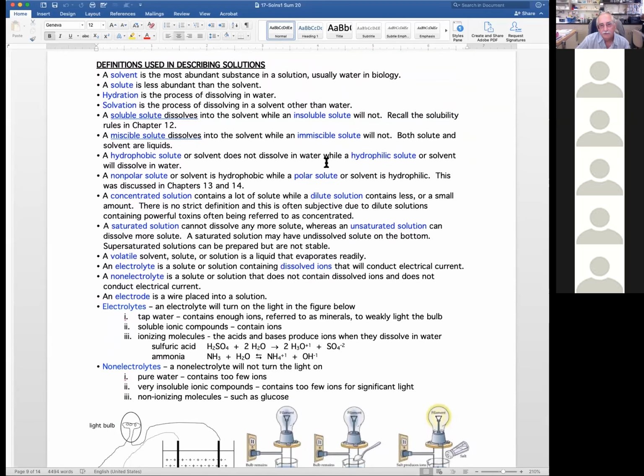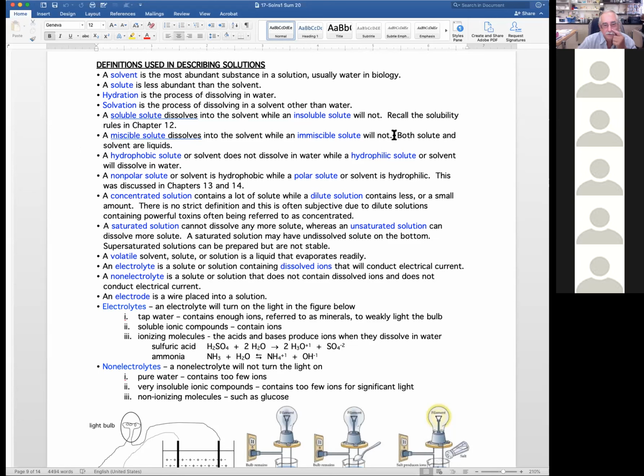So here's some definitions. Solvent is the most abundant substance in the solution. Solute is the least abundant one. Hydration is the process of dissolving in water. If it's not water, you could say the process is solvation. Then a soluble solute dissolves into the solvent while an insoluble solute will not. Miscible solute dissolves into the solvent while an immiscible solute will not.